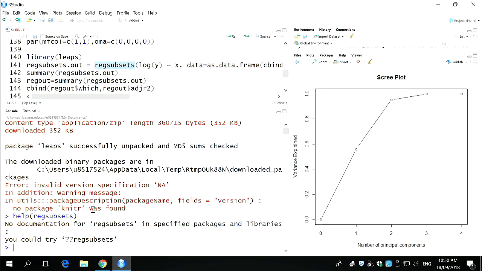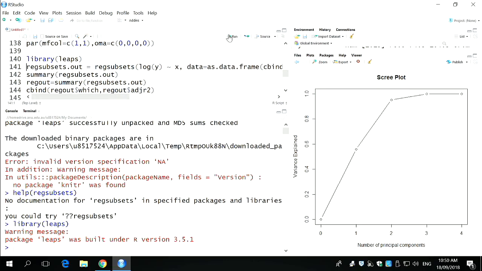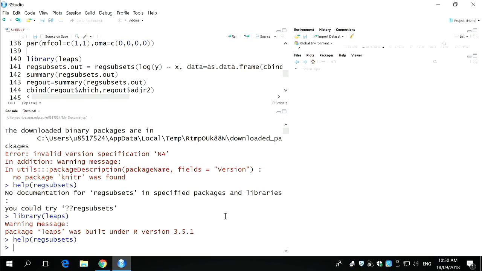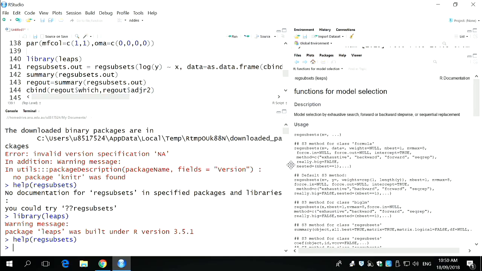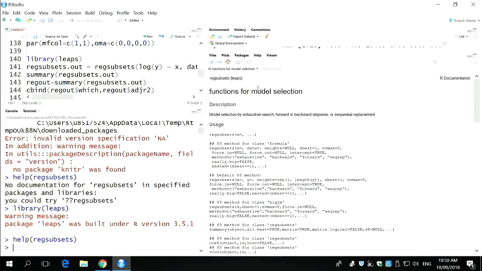what? Oh, I haven't loaded leaps yet. I'm going to go after I've installed it. I go library(leaps), very good. Then I go help.